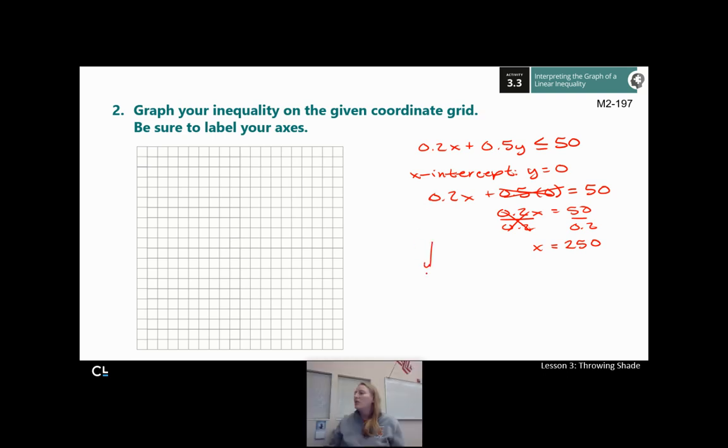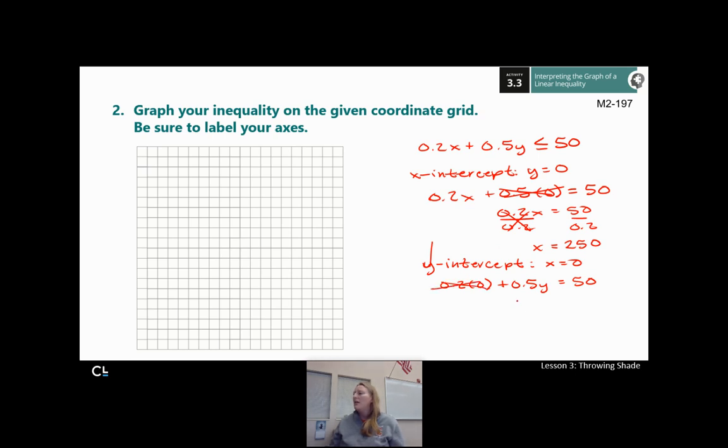That's important to know when I'm labeling my axes. And of course, we also need our y-intercept. That's also going to help us graph it. So we'll make our y-intercept. That's when x equals 0. So 0.2 times 0 plus 0.5y equals 50. We actually already know this because we did work this out. We saw it on the table what the y-intercept was.